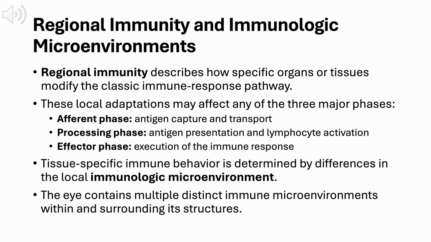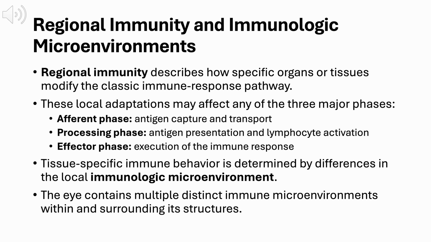Let's define regional immunity because it's the conceptual backbone of this chapter. Regional immunity describes how a specific organ or tissue modifies the classic immune response to suit its local needs. Those modifications can occur at any of the 3 phases of an immune response. The afferent phase is antigen capture and transport, getting the antigen to where it can be recognized. The processing phase is antigen presentation and lymphocyte activation, and the effector phase is the actual execution of the response. A tissue can dial any of these up or down.